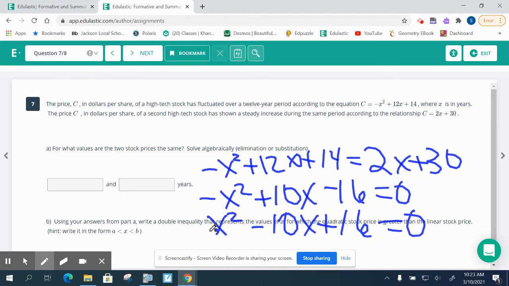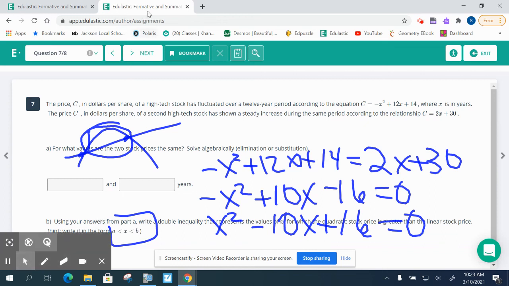Now for these ones, you don't need to plug in the x's back in. Those are just the answers. And then that'll help you with writing part B. Because this is a parabola opening down, and it's intersected by a line. So when it's asking for an inequality that represents the values of x for which the quadratic stock is greater than the linear stock, it's asking you the interval between these two solutions, which is what you've got here. Okay, so write it in this form and you shouldn't have a problem.